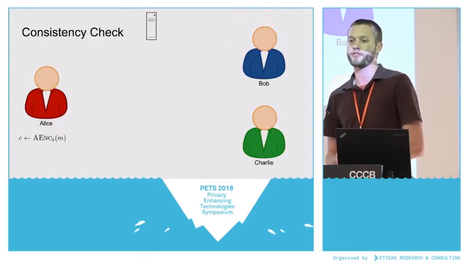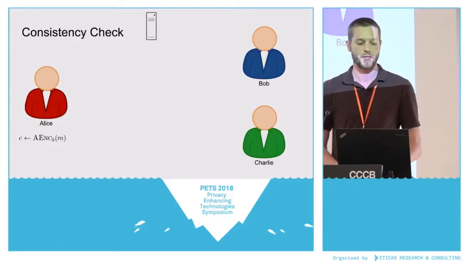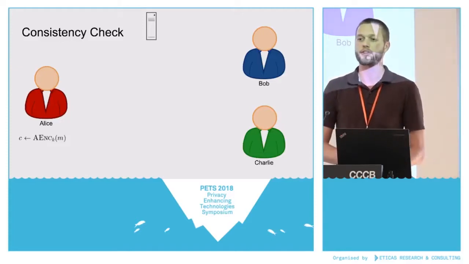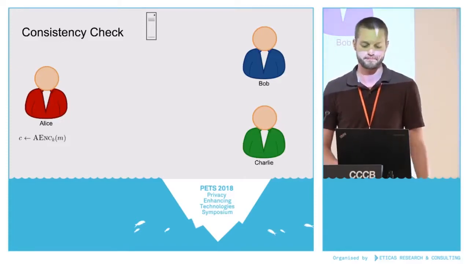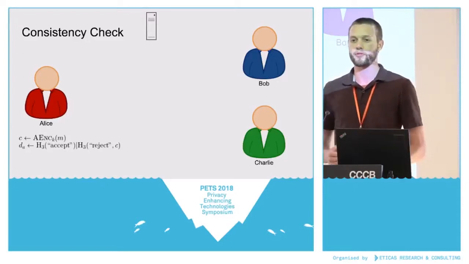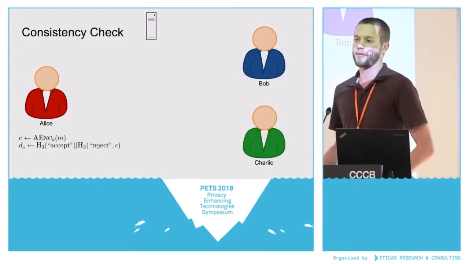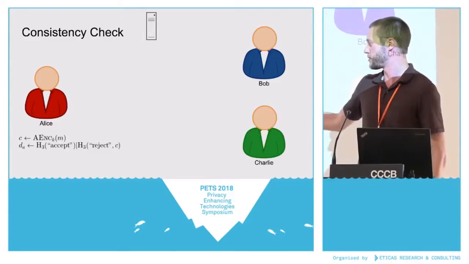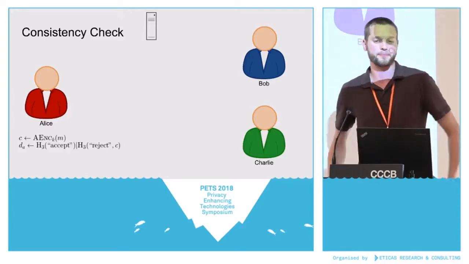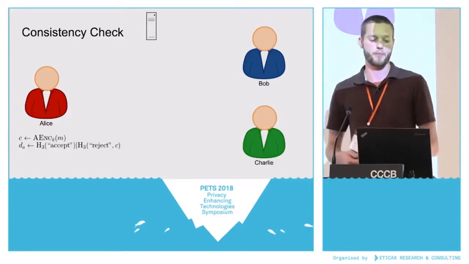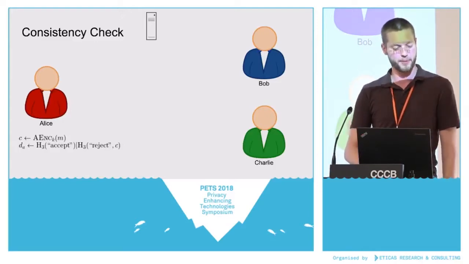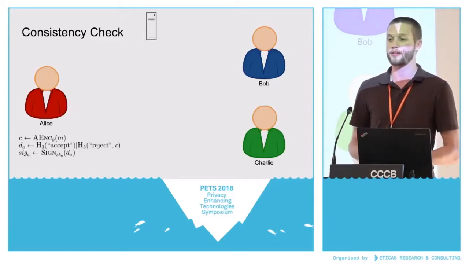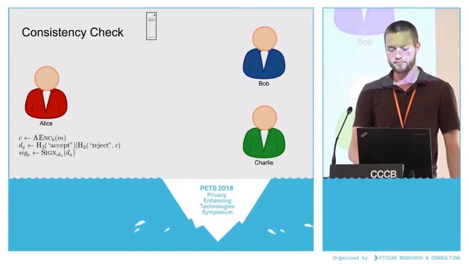Next, they perform the first phase of the consistency check. From the point of view of Alice, she checks that the ciphertext is the one that she uploaded to the server. She then produces a digest of the message, which is a hash function of the string accept plus the ciphertext, or the string reject plus the ciphertext. So if it's not the ciphertext she uploaded, she'll use reject, but really she'll probably just always use accept. Then she uses that ephemeral signing key from before to sign her digest of the message.